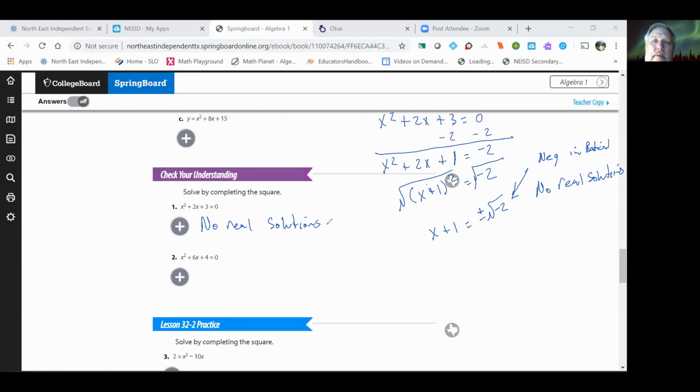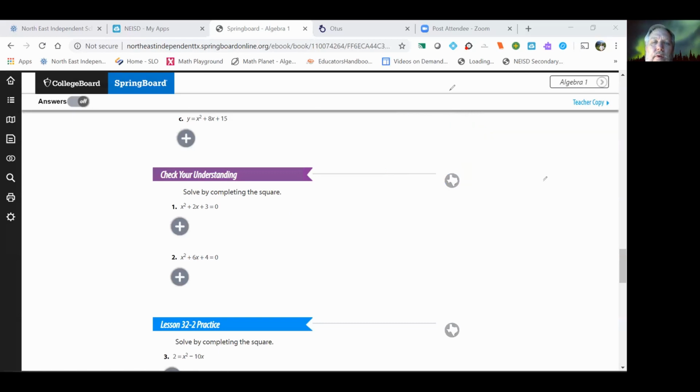All right, so item 2. Item 2 is x squared plus 6x plus 4 equals 0. Again, we're trying to make this a perfect square trinomial, so we look at the middle term, and the b value is 6. Cut 6 in half, we get 3. Square 3, and we get 9. So that means we need a 9 down here. So in order to get a 9, we have to add 5 to both sides. So we end up with x squared plus 6x plus 9 is equal to 5.